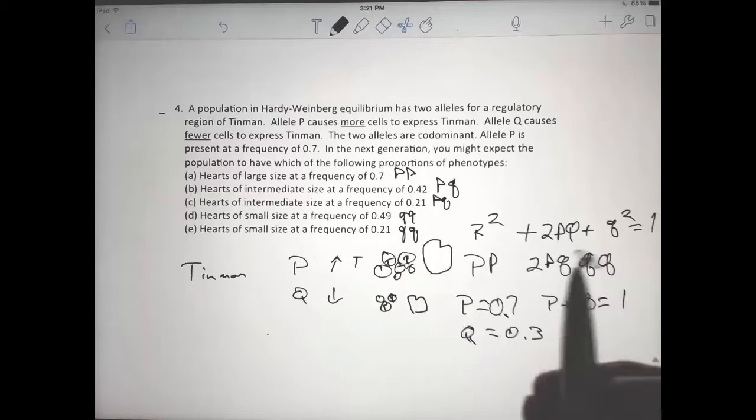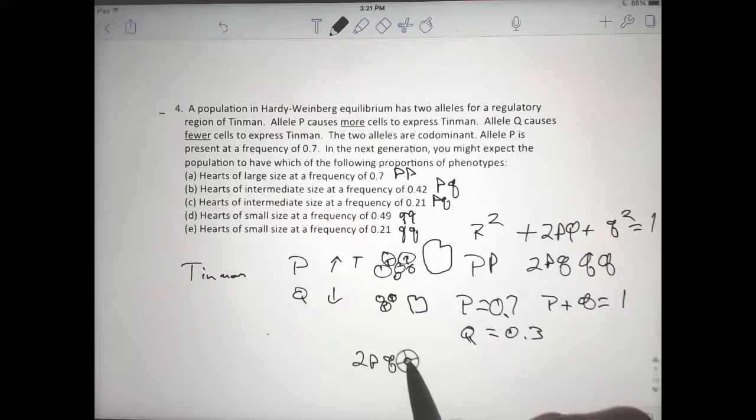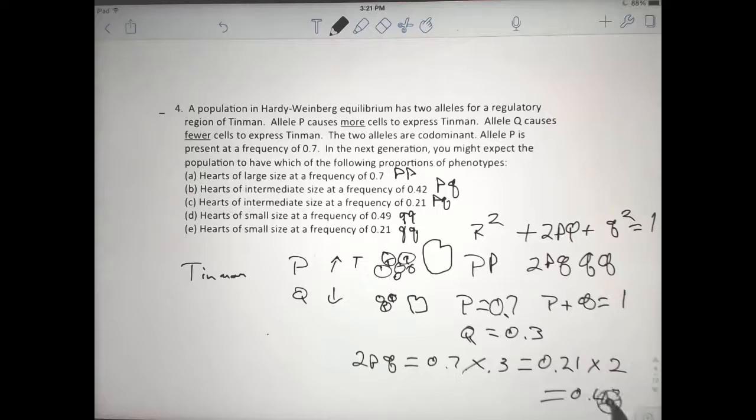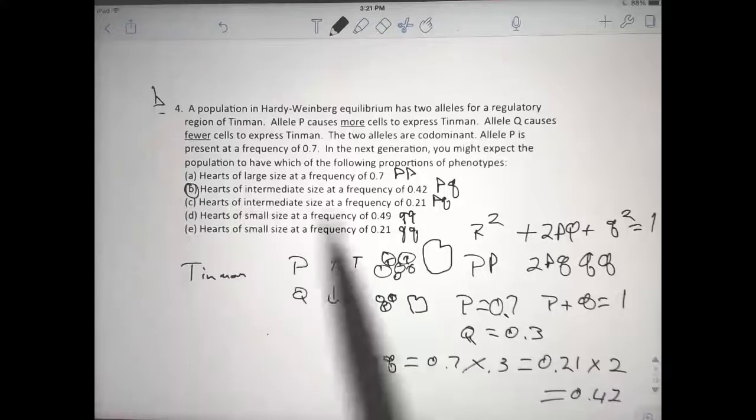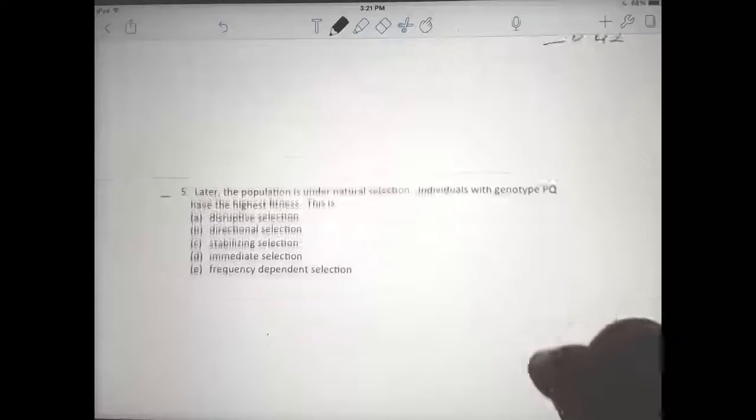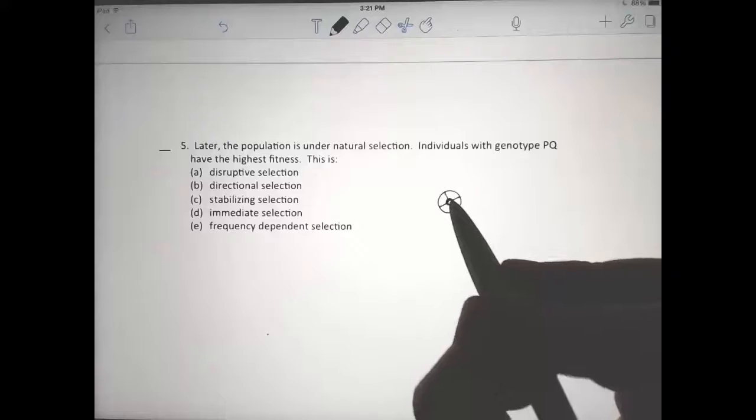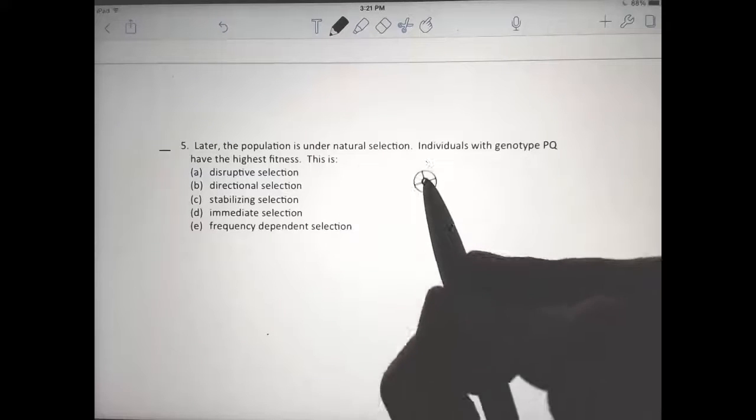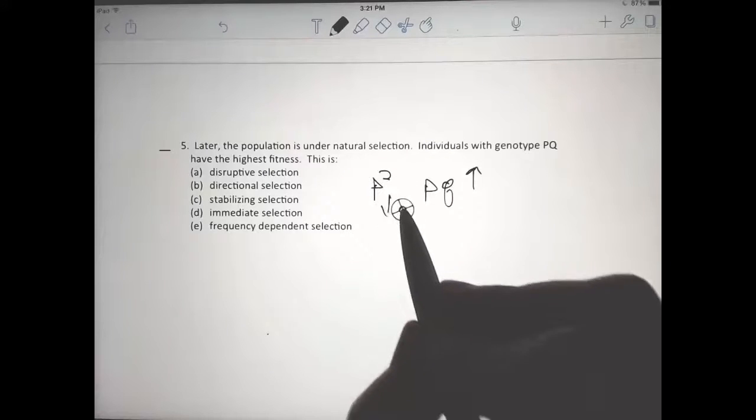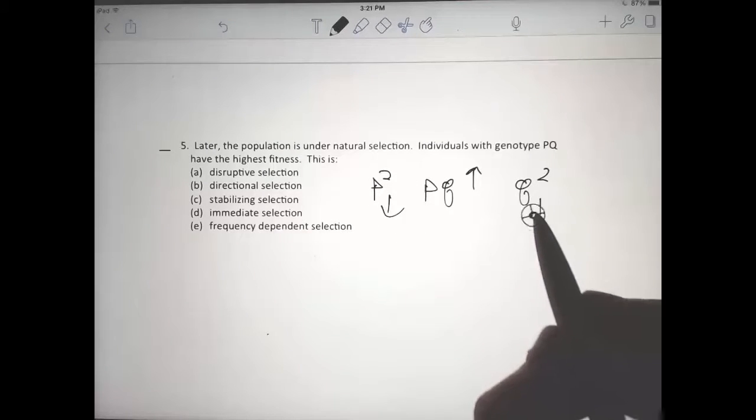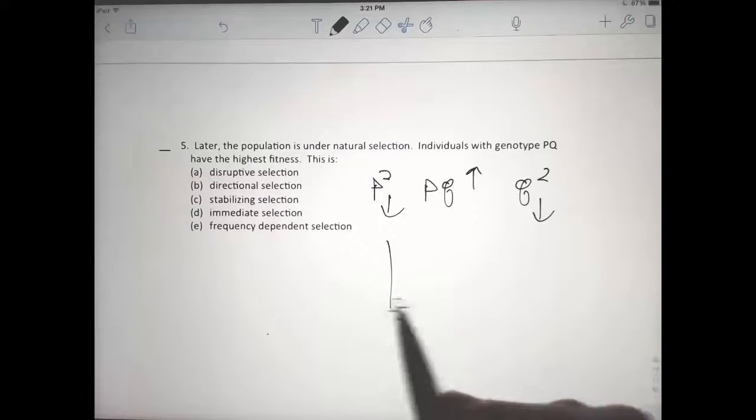So big hearts for PP, small hearts for QQ, intermediate for PQ. 2PQ equals 0.7 times 0.3. I realize I forgot to write times 2, so times 2, it equals 0.42. 2PQ equals 0.42, hearts of intermediate size at a frequency of 0.42. Okay, it's under natural selection. Genotype PQ, they're doing better. P squared, PP, and QQ are doing worse. So that's what selection is doing, favoring PQ.